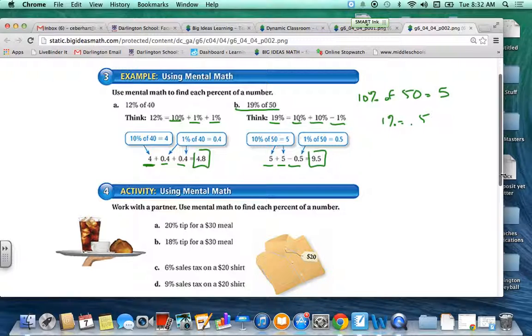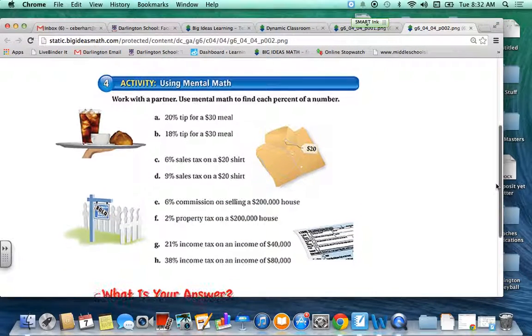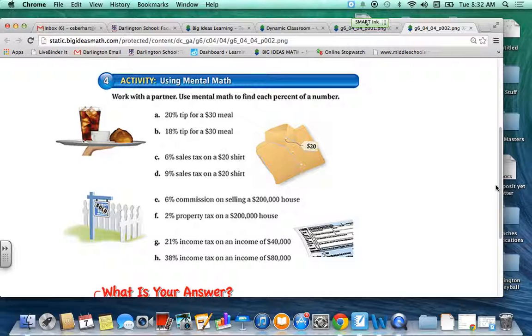All right, and why are we doing this? Well, you'll see a lot in life, you're going to have to do a lot of mental math. One of them is tips, sales tax, a lot of different things you should be able to do in your head pretty quickly. So we'll do this one here, but then you will be able to do it in class a little later on. They want to say, work with a partner to use mental math to find each percent of a number.